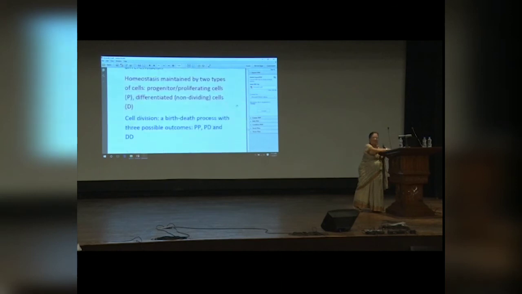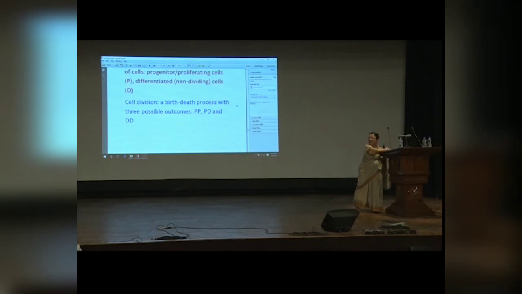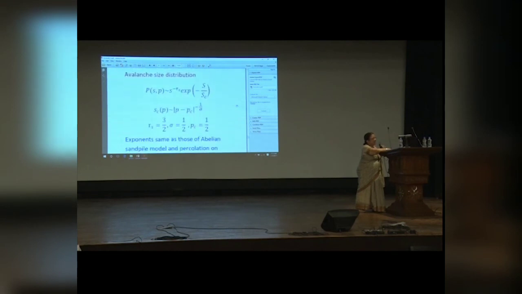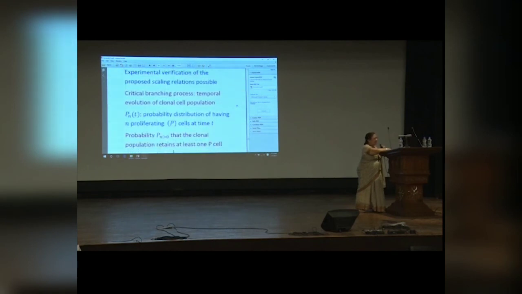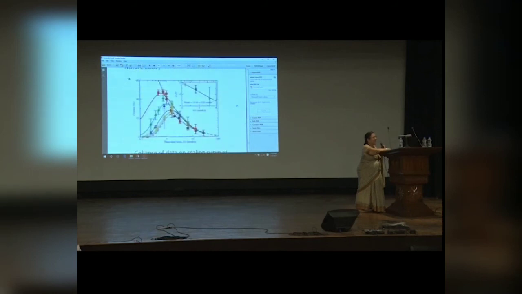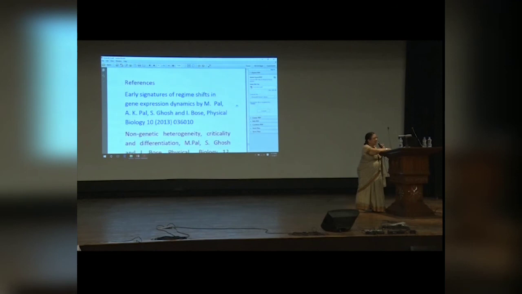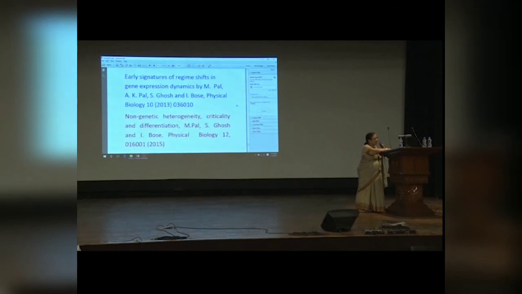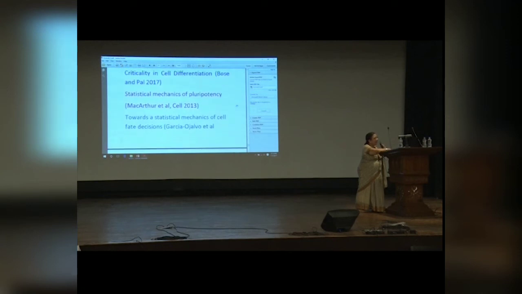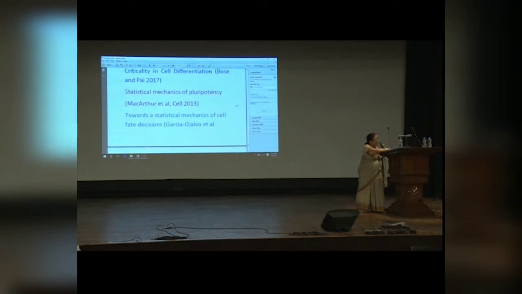We have done some more work showing self-organized criticality. Again, this can be verified in experiments, but for lack of time I'll skip all this and just show you some references. The references themselves will give you a flavor for the interdisciplinary character of this area of work. So these are the two major papers, and then criticality in cell differentiation, statistical mechanics of pluripotency.